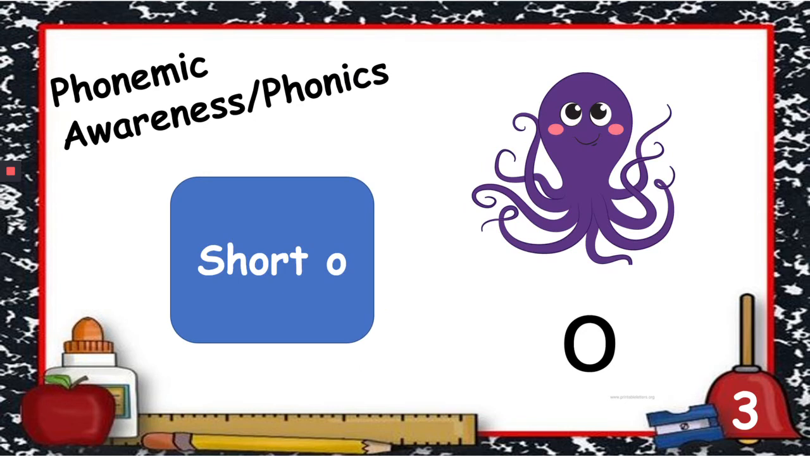Let's start with our phonics. Our first sound is the short O sound. Short O makes the ah sound, as in octopus. Can you repeat after me? O, octopus, ah. O, octopus, ah. Your turn.